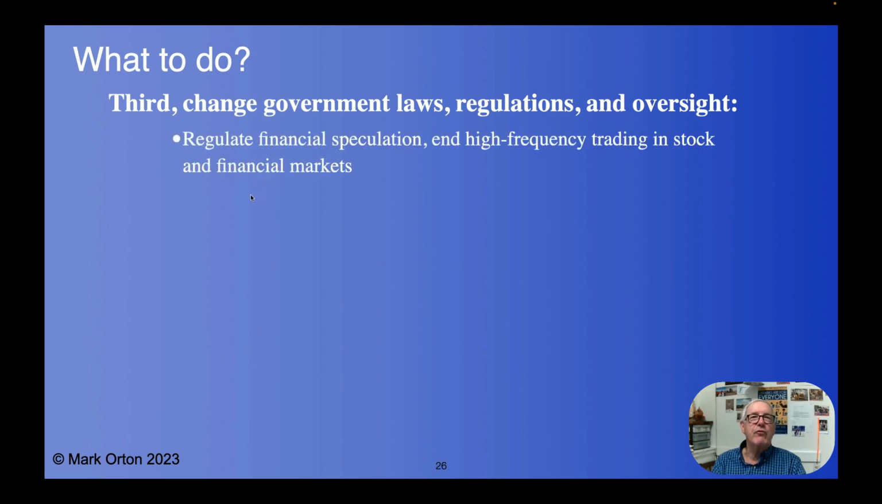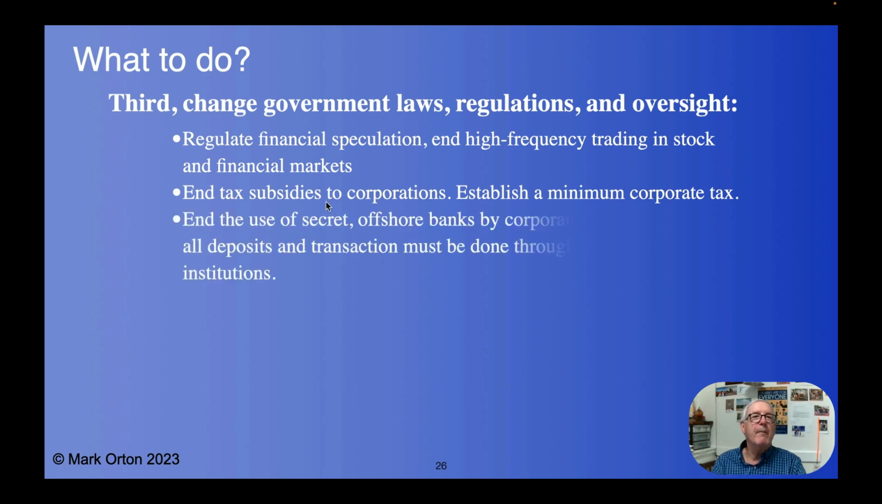We regulate financial speculation, end high-frequency trading, tax subsidies. It's incredible to me that the petroleum industry, the agribusiness, and many other businesses receive subsidies from the government. And we should establish a minimum corporate tax. And end the use of secret offshore banks. I mean, it's just amazing that we allow corporations that are legally established in the United States to hide money offshore to avoid taxes and avoid other burdens.